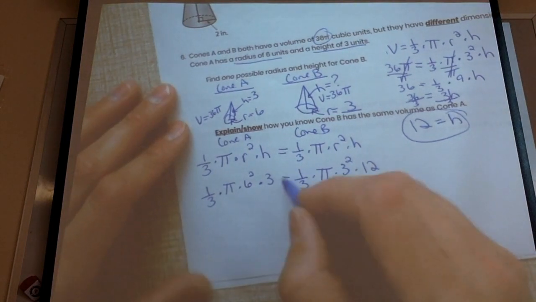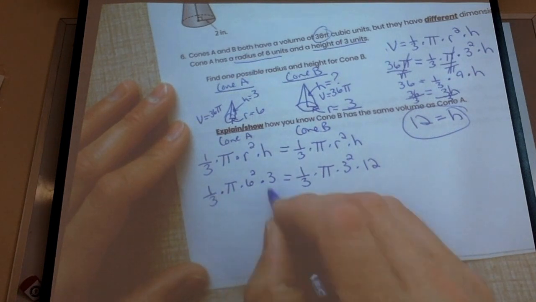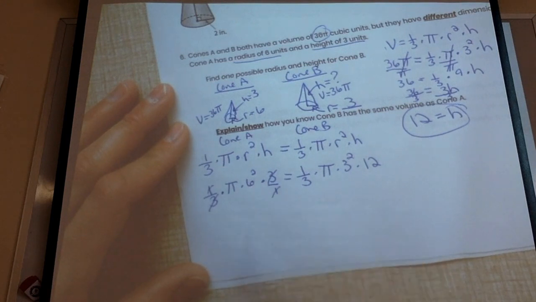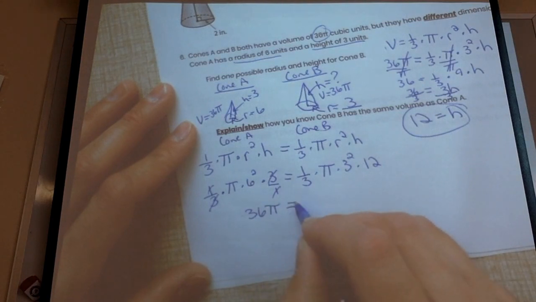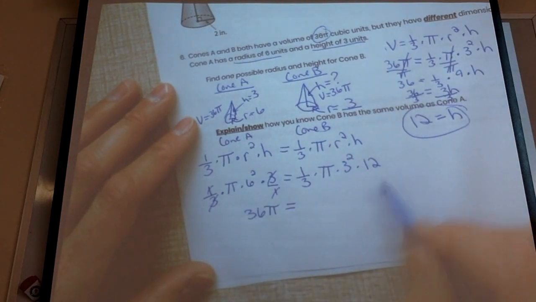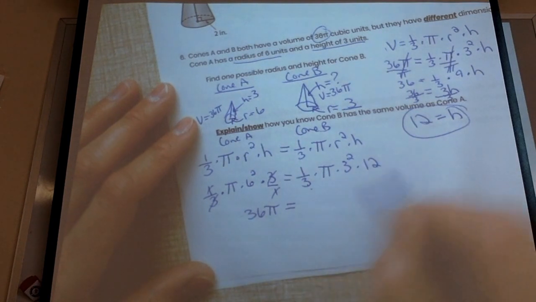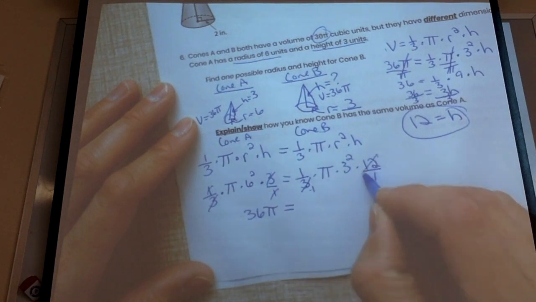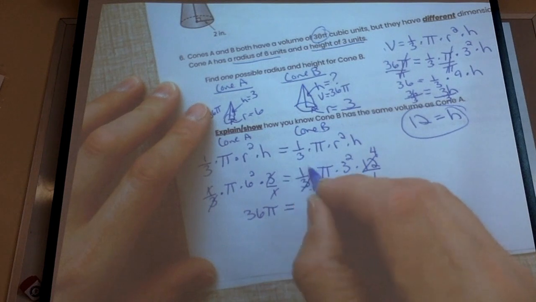So let's take care of the left side. So 1/3 times 3, this is like 3 over 1. 3s cancel out, 1s cancel out. So all we have left is a 6 squared. Well, 6 times 6 is 36. So we have 36 pi equals, so I want to get rid of this fraction, 1/3 times 12. So 12 over 1, take a 3 out. 3 becomes a 1, 12 becomes a 4. So all we have left, so this 1/3 is gone.